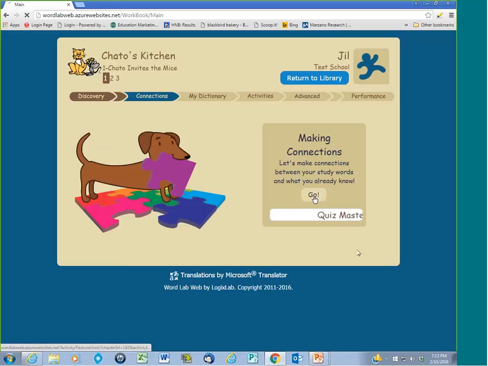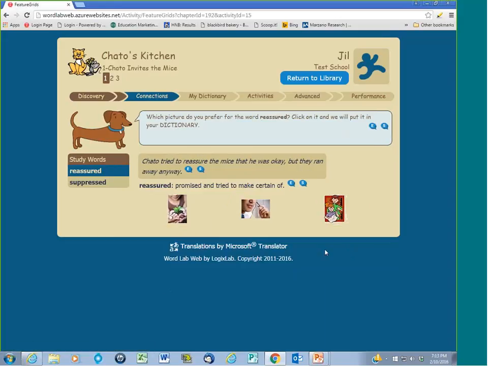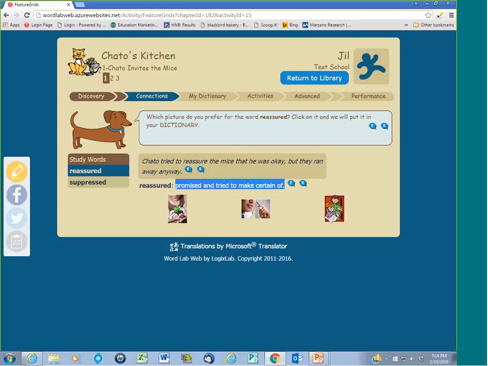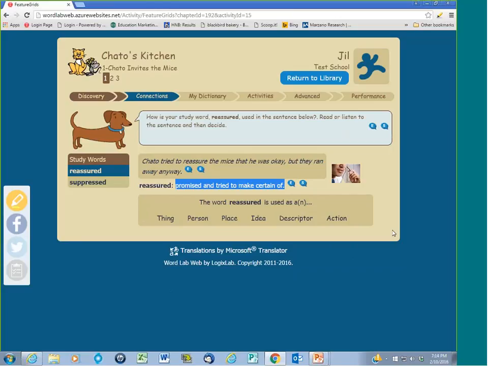All right, now I'm going to become connected to these words by creating my own dictionary. It starts by selecting a picture. Which one of these pictures looks the most to me like reassure? Well, reassure means promising and trying to make certain of. He looks like he's promising. Any one of those pictures would be okay to choose.